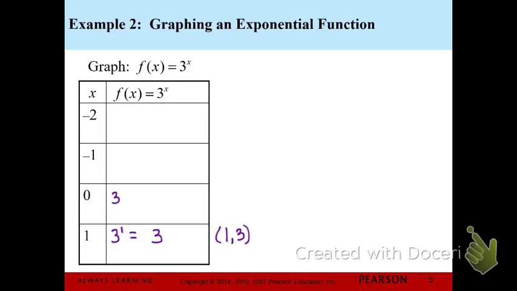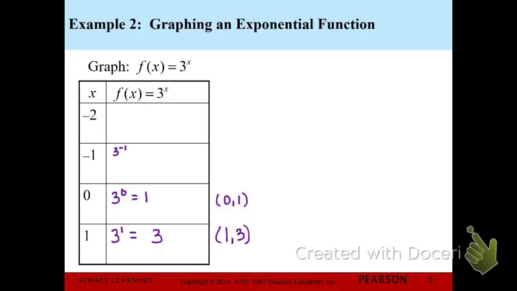So then we have 3 to the 0. What is 3 to the 0? Now remember the little thing we learned last semester, 0 exponent? The answer is 1. There you go, 1. Okay? Anytime your exponent is 0, your answer is always going to be 1. So we end up with the ordered pair 0, 1.